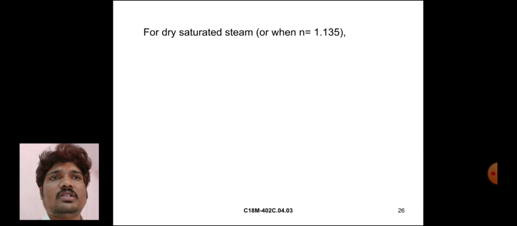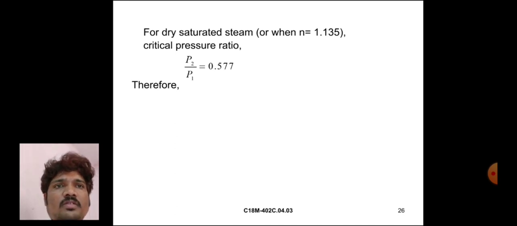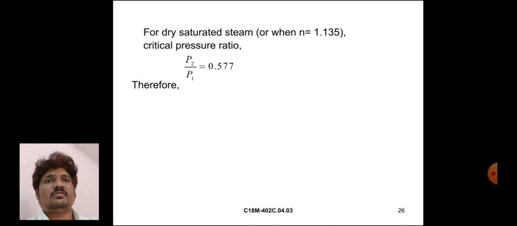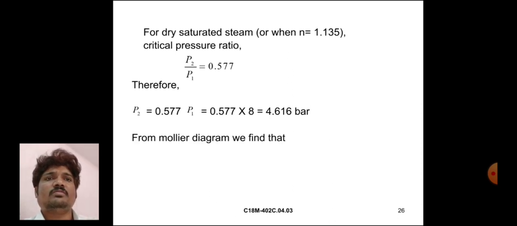For dry saturated steam, when n is equal to 1.135, the critical pressure ratio P2 by P1 is equal to 0.577. Therefore, 0.577 is equal to P2 by P1, and P1 is 8, so P2 is 4.616 bar.